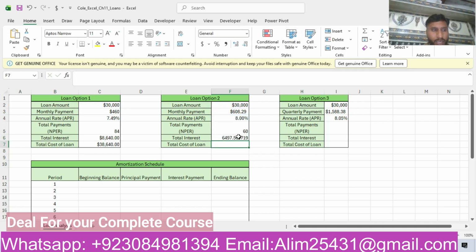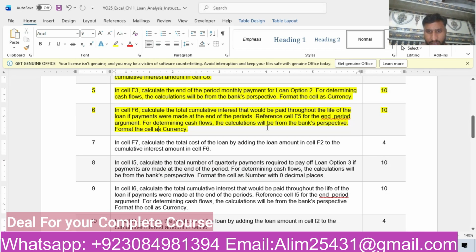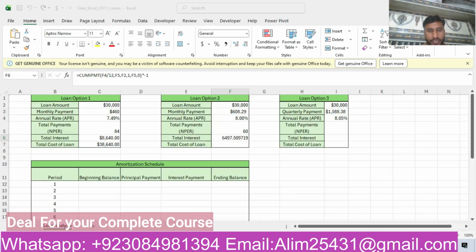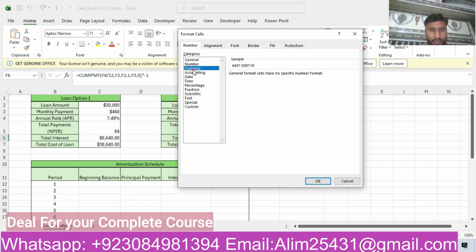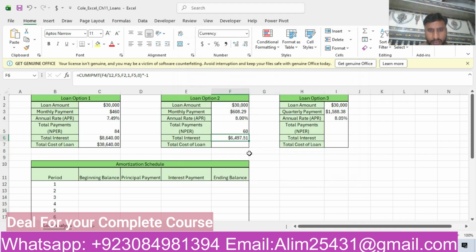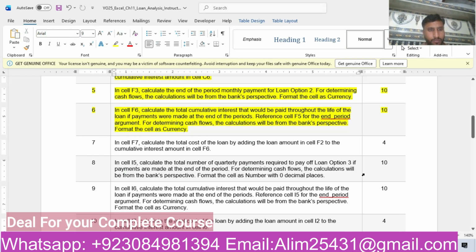You see, we have got our 6497 as a result. So what we need to do, we need to format that one as a currency. So we will select that one and go to the launcher, and then we will select currency. And that's our step number 6.